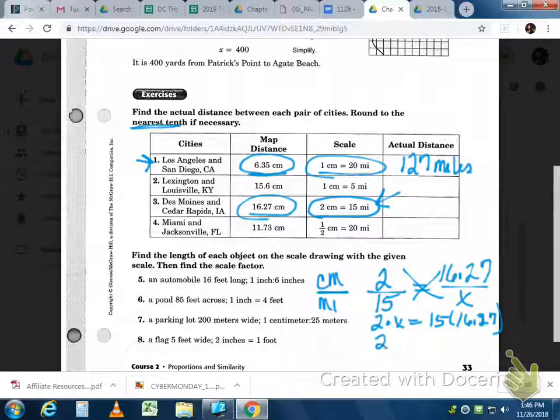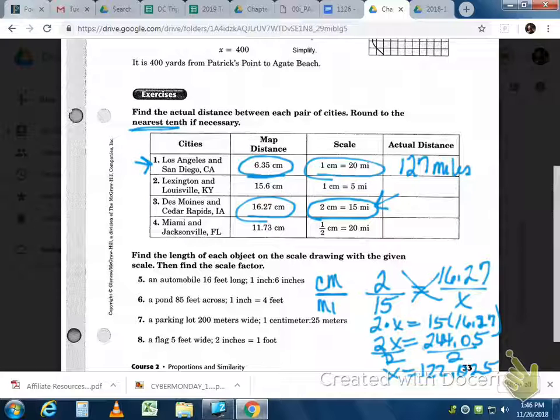So 2x equals, and here's where you're definitely allowed to use a calculator. 15 times 16.27 is 244.05. And now I've got 2x. How do you solve for x? Divide both sides by 2. So x equals 244.05 divided by 2. It says 122.025.